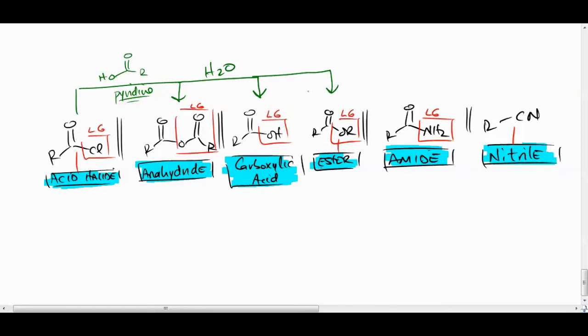What reagent do you think we would use to produce the ester? OR, but it's going to have an H. That's right. So this would be an alcohol. Right, and then we do pyridine. We can produce an amide. Do you know what reagent we would use to produce the amide? NH3. That's right.